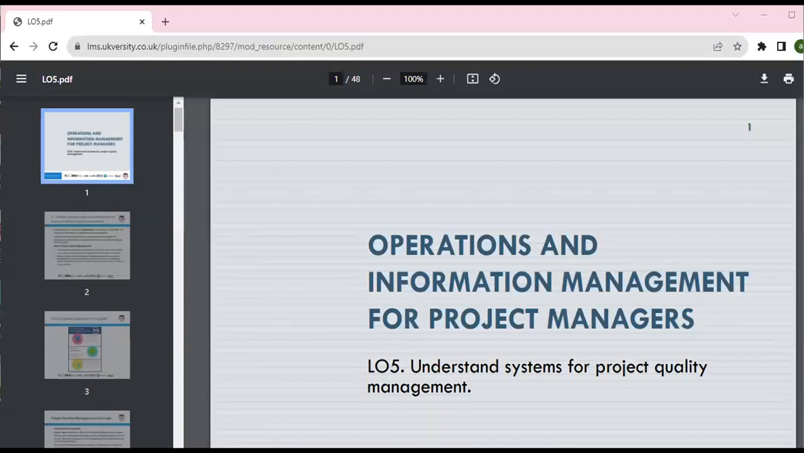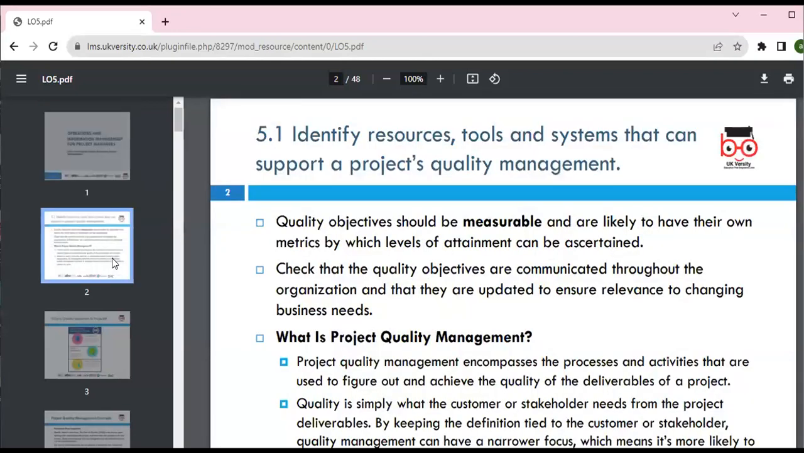Okay, welcome everyone. We'll start our lesson 5. Today's lesson will go through LO5, Learning Outcome 5, Operation and Information Management for Project Managers. So 5.1 is to identify the resources, tools, and systems that can support project quality management.